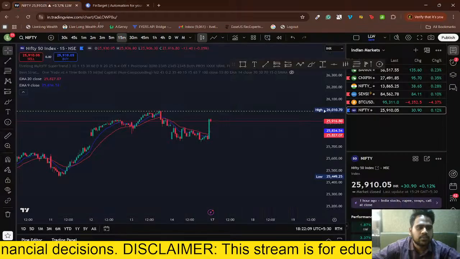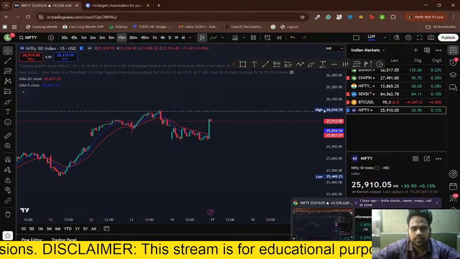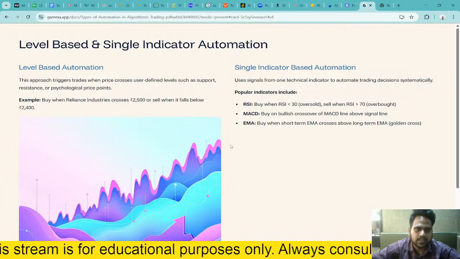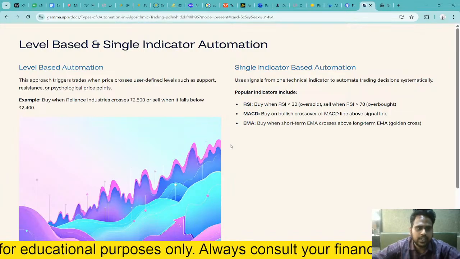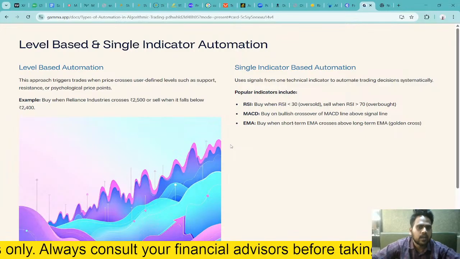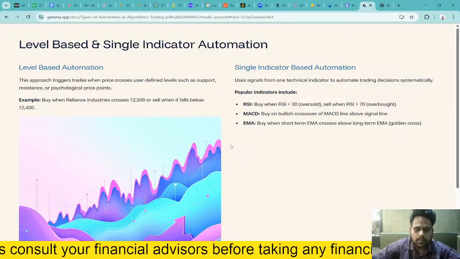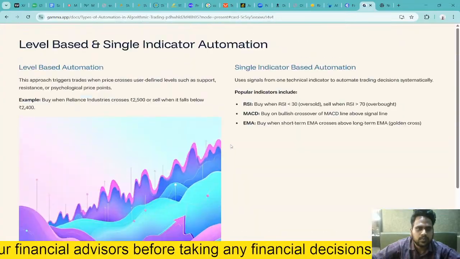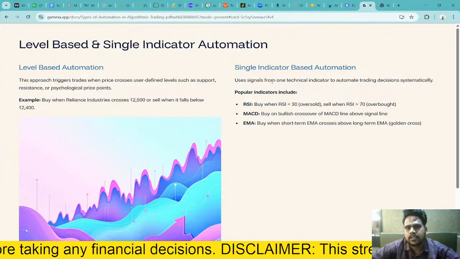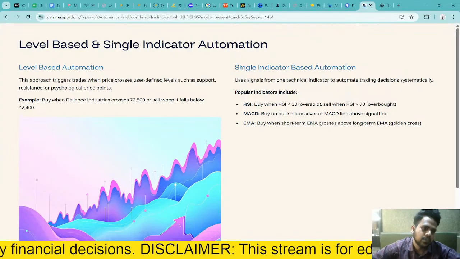This is the first one I was telling you about, which is level based. This is a level based entry. I'm expecting that if this level is crossed, then I will go for a trade. Next, there is signal indicator based automation.